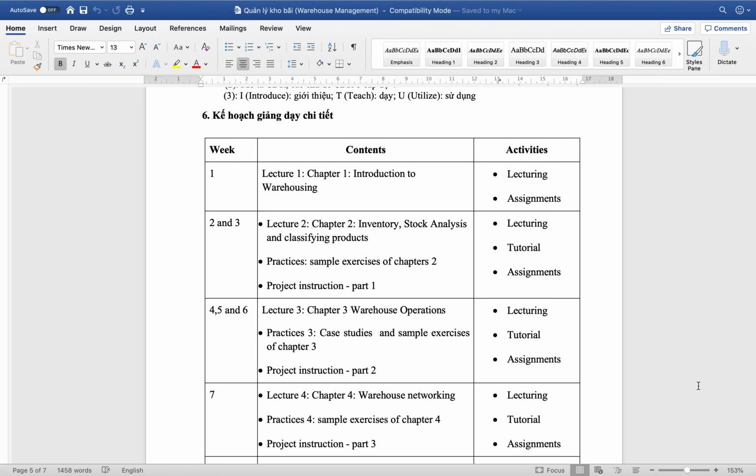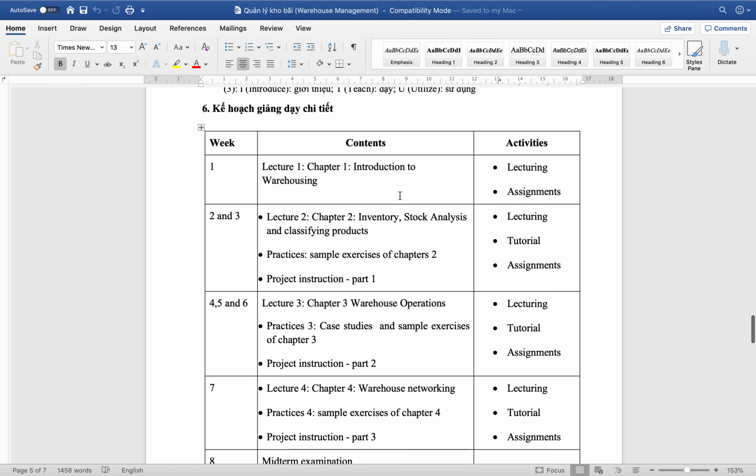Welcome to the Warehouse Engineering Management course. So, we will start lecture 1 by going through the syllabus first. In general, we will have 8 chapters in this course. For chapter 1, we will go through the introduction to the warehouse.